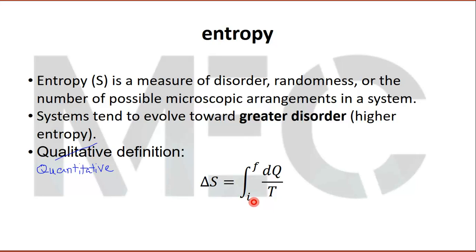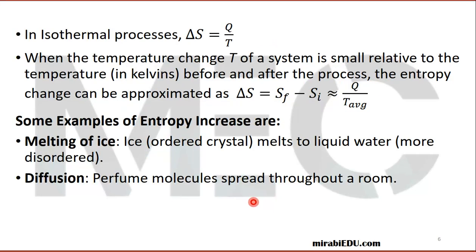In isothermal processes, when we are taking the integral of dQ over T, the temperature is constant. So temperature comes out of the integral, and then you can integrate dQ. So the integral of dQ will be Q. So Q over T will be delta S in isothermal processes.